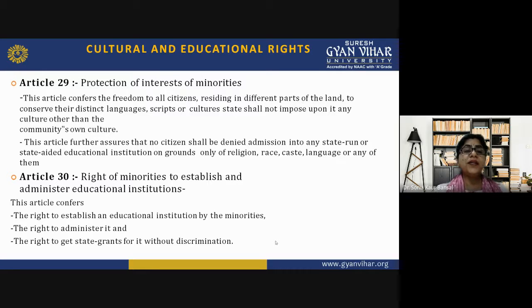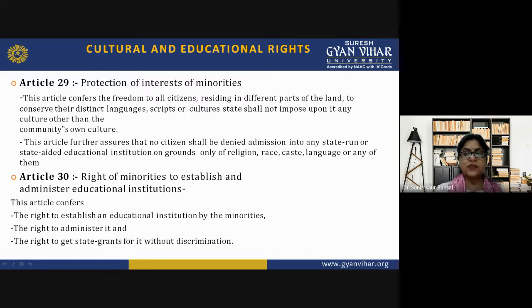Then Article 30 deals with the right of minorities to establish and administer educational institutions. This article confers the right to establish an educational institution by the minorities, the right to administer it, and the right to get state grants for it without discrimination. So this was about Article 30.